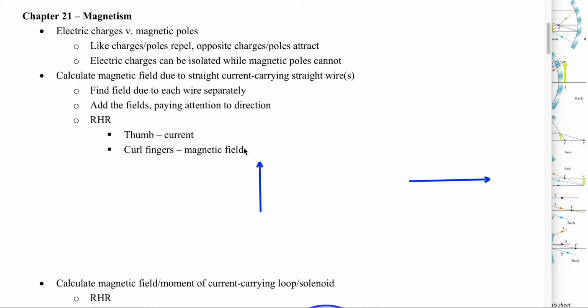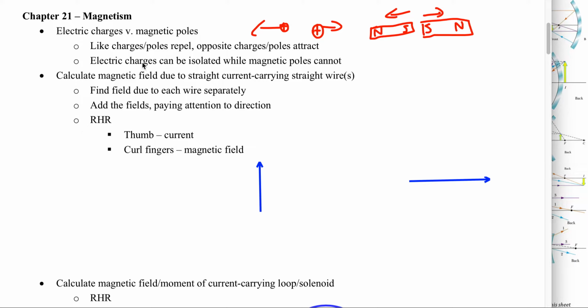So we'll start with some conceptual ideas here. What are the similarities and differences between electric charges and magnetic poles? The similarity is that both like charges and like poles will repel. If you have two positive charges, they'll repel because they're like charges. If you have two like poles, so let's say you've got a north and a south here, and a south and a north here, they're like poles. That means these will repel each other, and opposite charges and opposite poles attract.